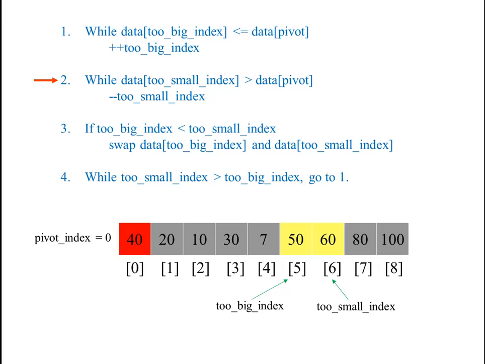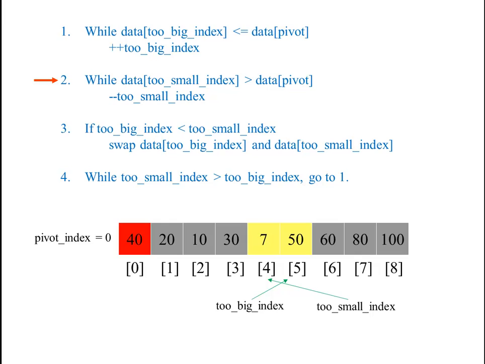Now for the next point, it goes to the small index, and at the small index it will find something which is smaller than the pivot. Is it smaller than this one? No, it is not. So it is greater than that one, and if it is, then it decreases it. So keep going. Is it smaller than this? Yeah, now you have found a smaller one. Here it will stop.